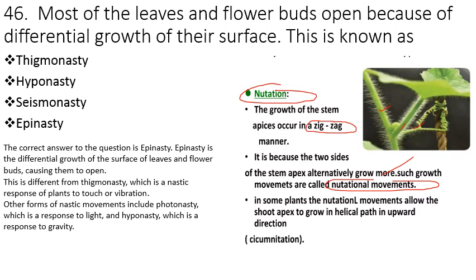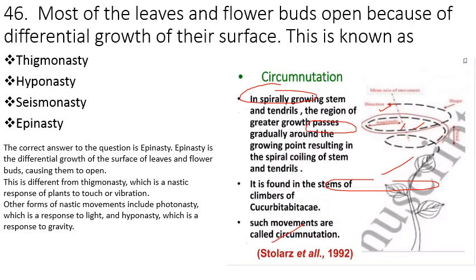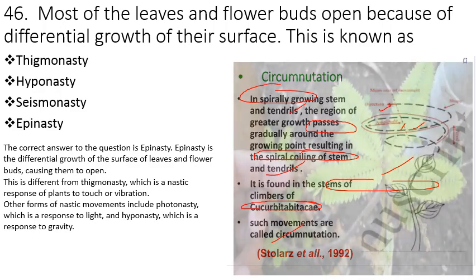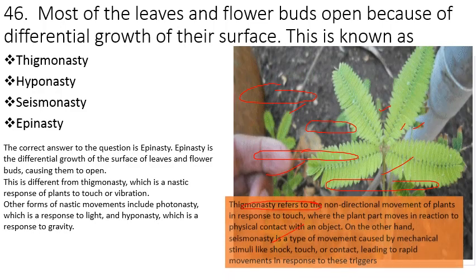And in some plants that we can observe here, mostly members of family Cucurbitaceae, the nutational movements allow the shoot apex to grow in a helical path in the upward direction, and that is called circumnutation. In spirally growing stems and tendrils, the region of greater growth passes gradually around the growing point, resulting in spiral coiling of the tendril or stem. So that growth is known as circumnutation, and it is found in members of family Cucurbitaceae.